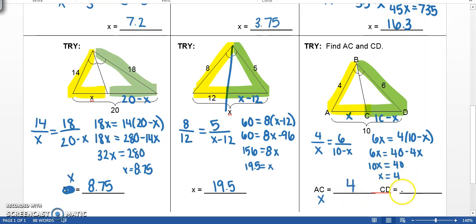Okay, we now want to figure out what CD is. CD has this algebraic expression of 10 minus x. Well, we know that x is 4, so if we do 10 minus 4, we get 6. So if AC is 4 and CD is 6, does that make 10? Yeah, we've done the problem correctly. Here we go.